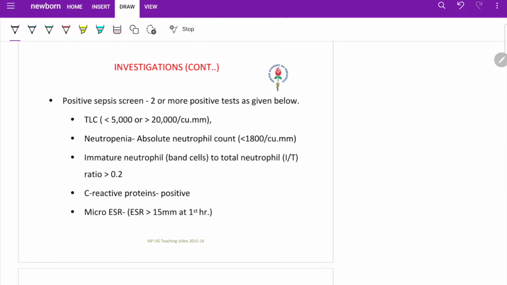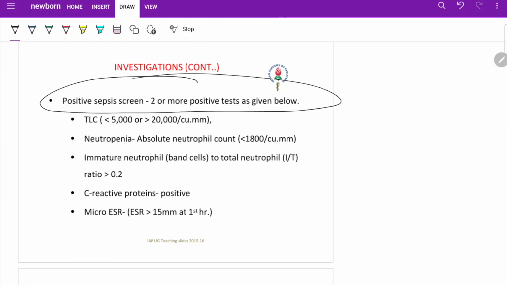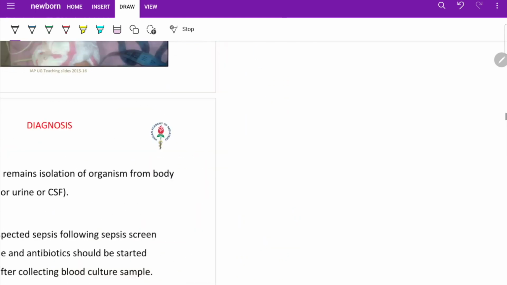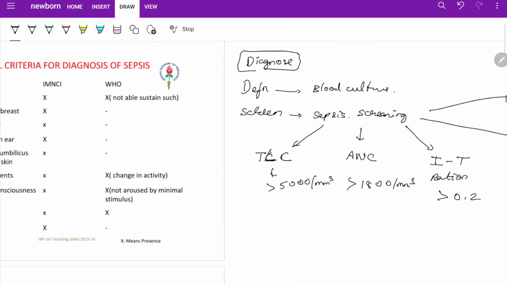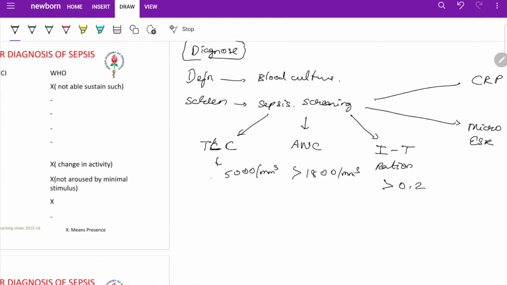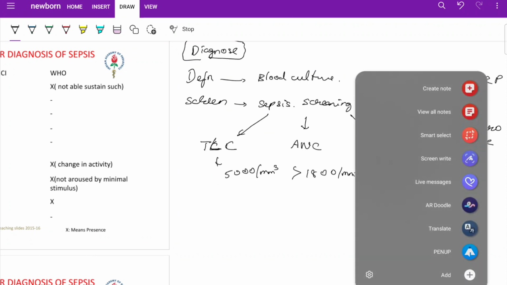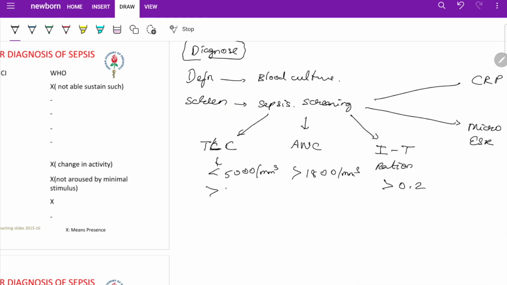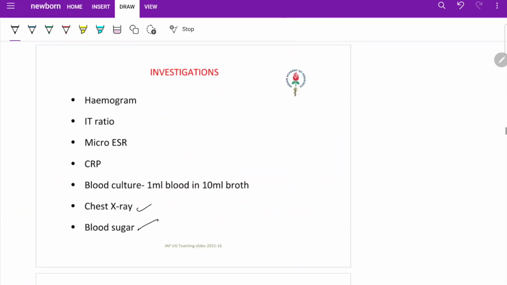Okay, so can you see positive sepsis screening? Okay? So it will be either less than 5000 or more than 20000. Because 5000 to 8000, just keep this in mind: when it is going to be less than 5000 or more than 18000 per millimeter cube, then you call it sepsis. Okay? So is it clear?